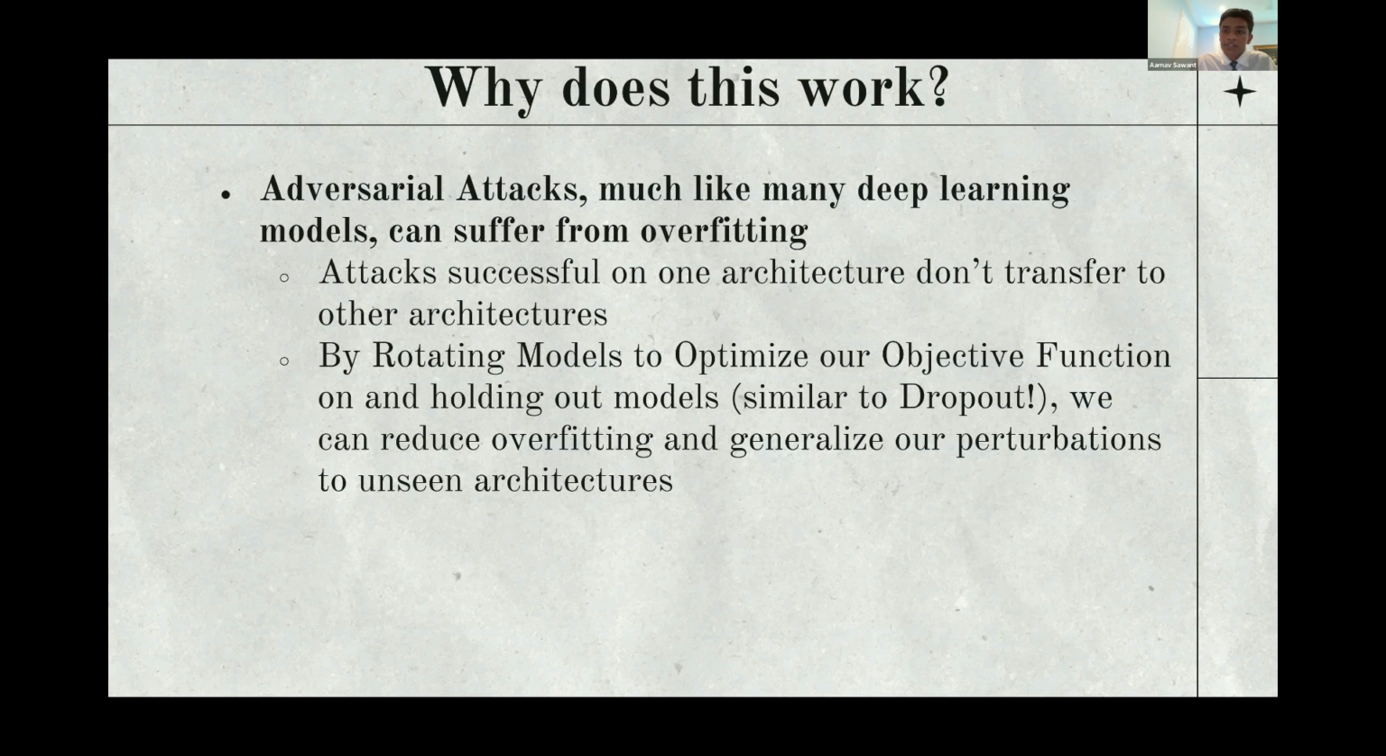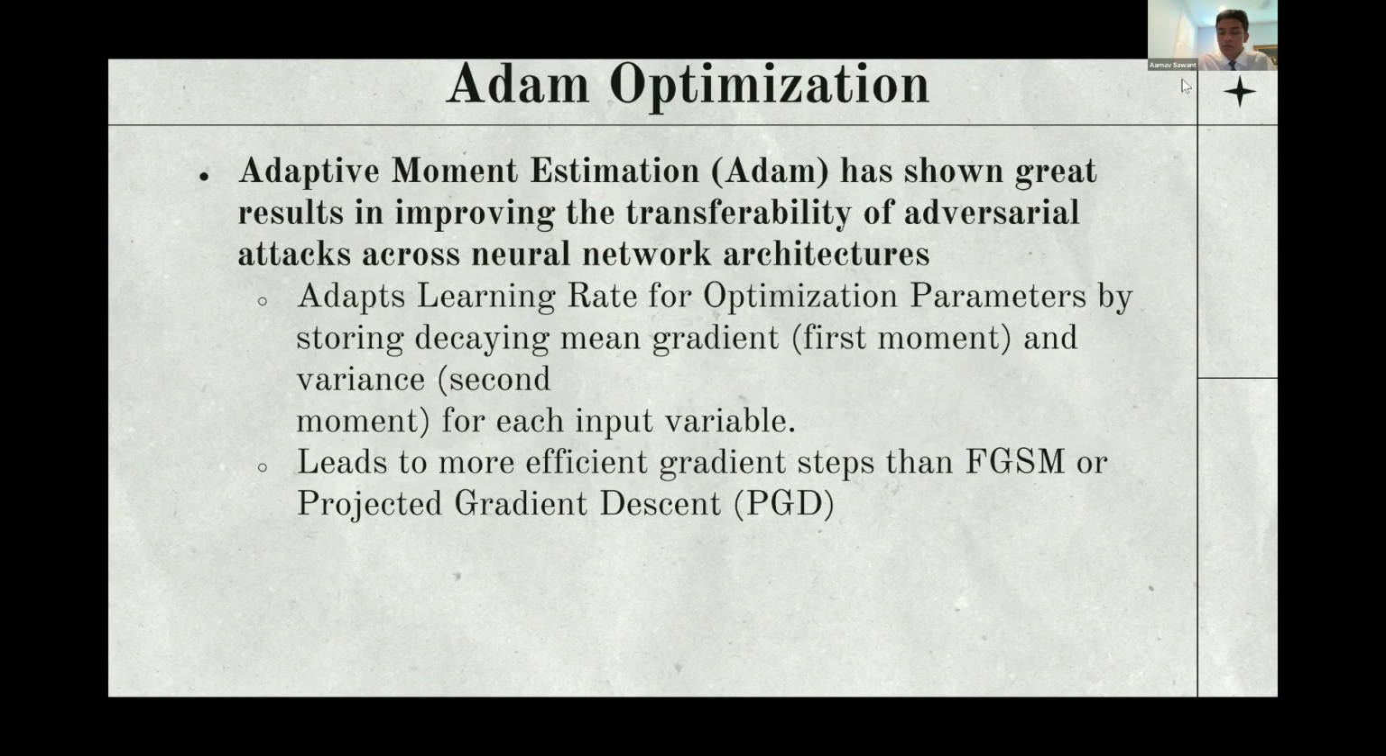And then rather than taking gradient steps like what Ian Goodfellow did in FGSM, moving in the sign of the gradient of the image, we actually use Adam on the input image, as it's shown impressive results in improving the transferability of adversarial attacks across neural network architectures. And just a little bit on how Adam works: it adapts the learning rate for optimization parameters by storing a decaying mean gradient, the first moment, and a variance, the second moment, for each input variable.